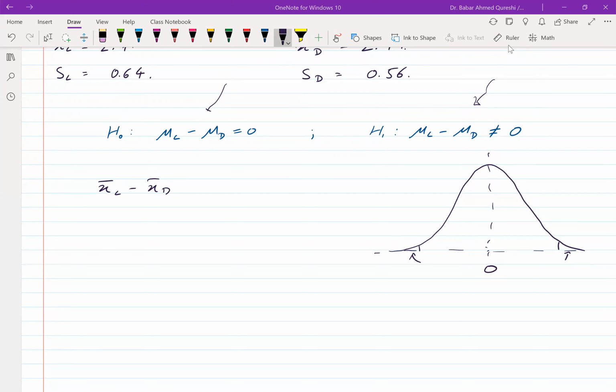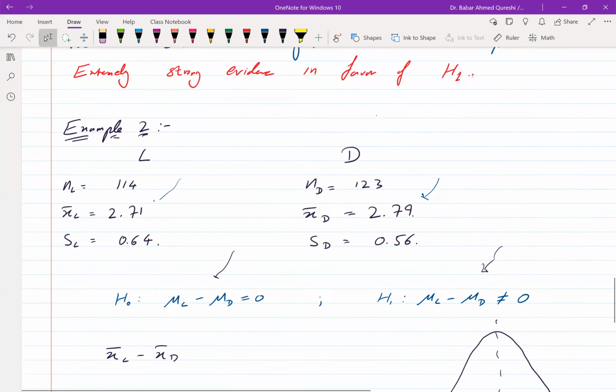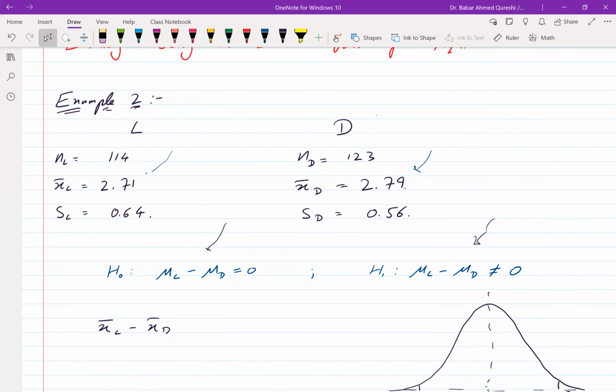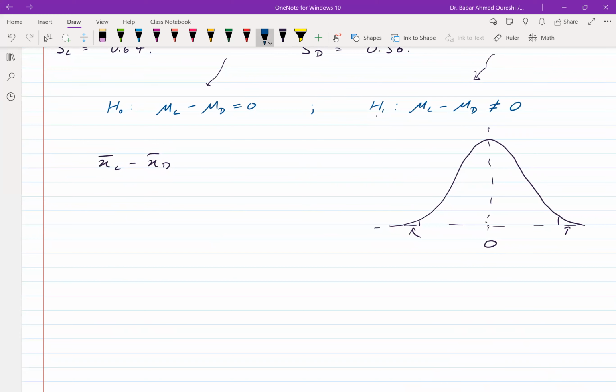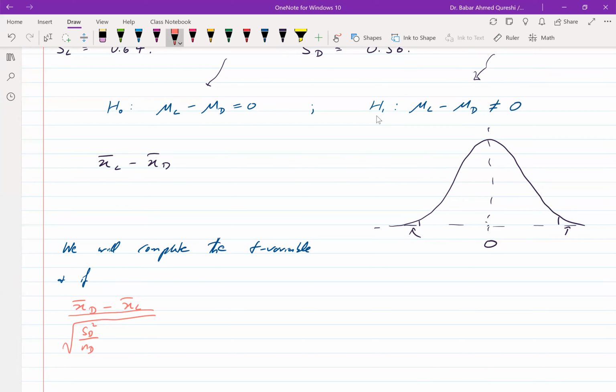Let me see what's the question. This one. Now, we will again have to compute the t variable. What you will say, we will compute the t variable, and if this thing, again the same variable, because again you don't know anything about the standard deviations of the population and you're not assuming them to be the same. You're just using the numbers which you got from your sample.